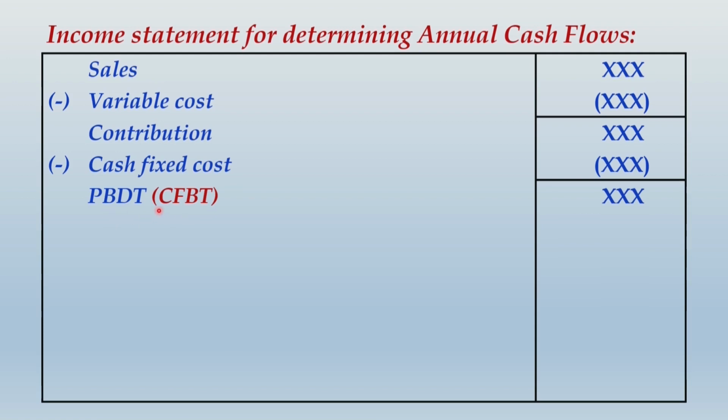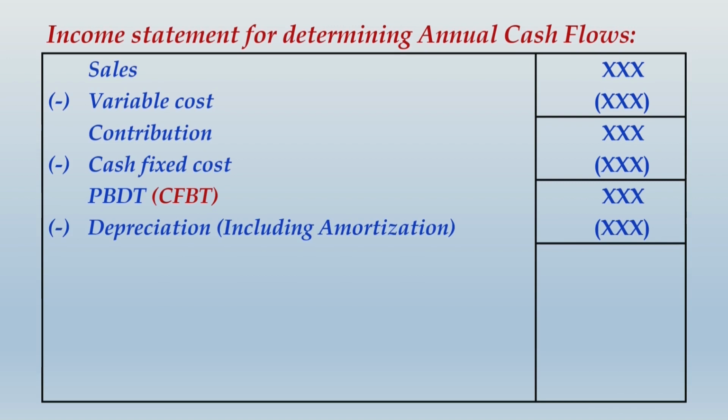So from profit before depreciation and tax, you cannot first subtract tax. First you will have to subtract the amount of depreciation, including the amount of amortization if any. So from PBDT you subtract depreciation including amortization, and then what you get is profit before tax. This profit before tax is basically the taxable profit. On this amount the tax will be charged, and when you subtract tax you get profit after tax.